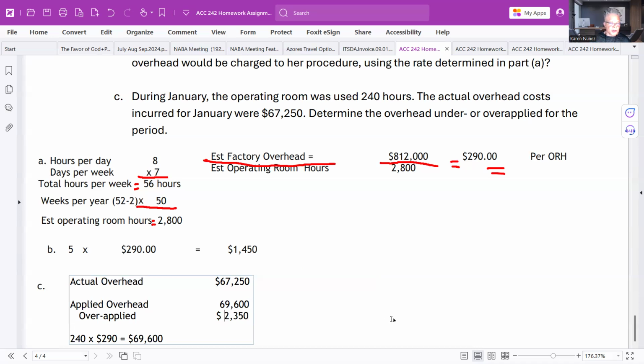We've applied too much, right? The actual is 67,250, that's given. And we applied based on 240 actual hours used, times $290. We applied 69,600. We applied too much. We are over applied.